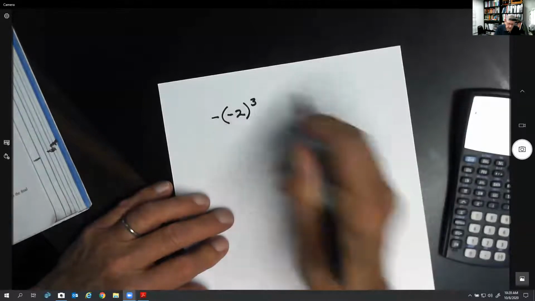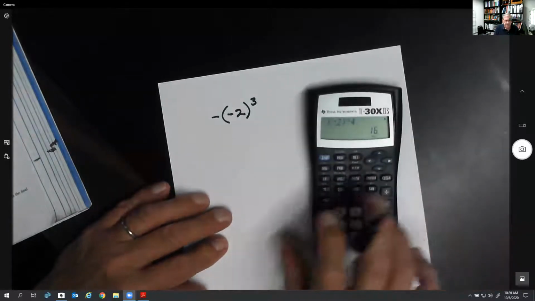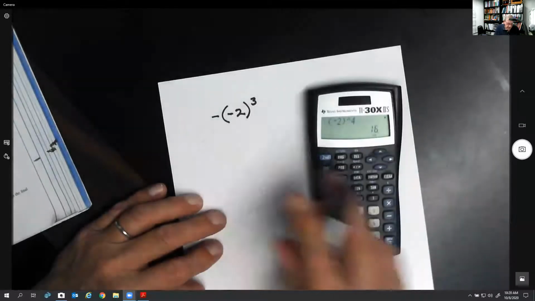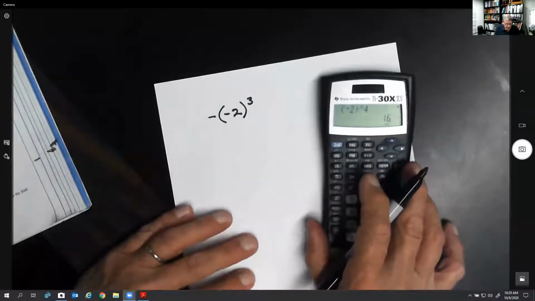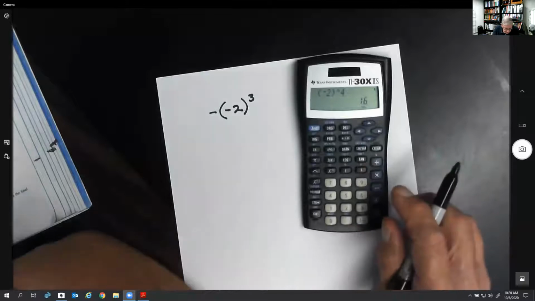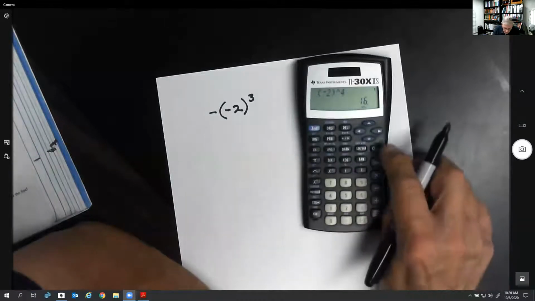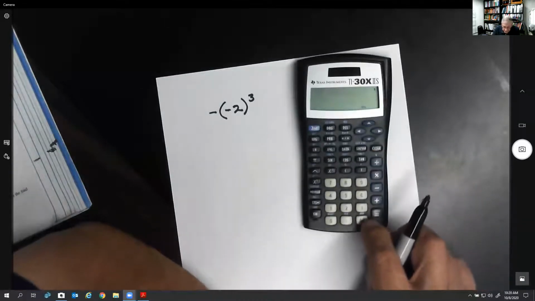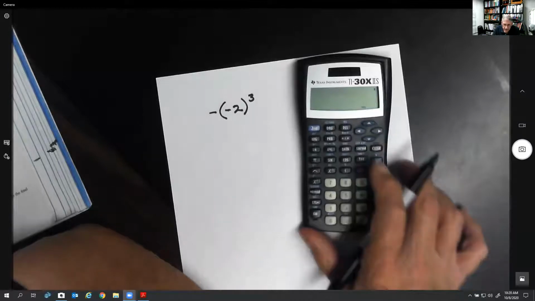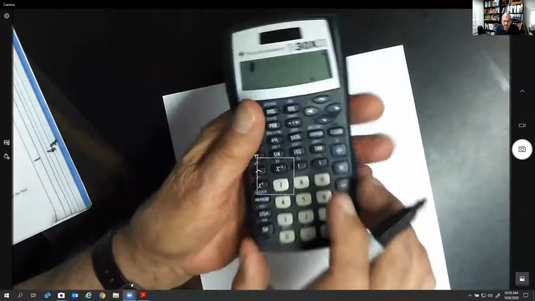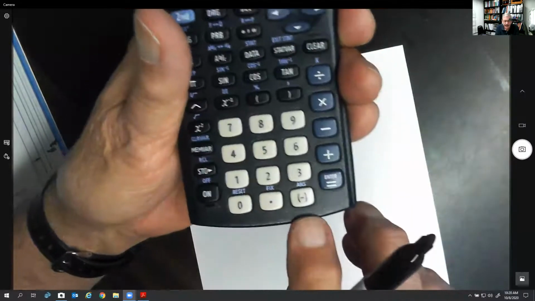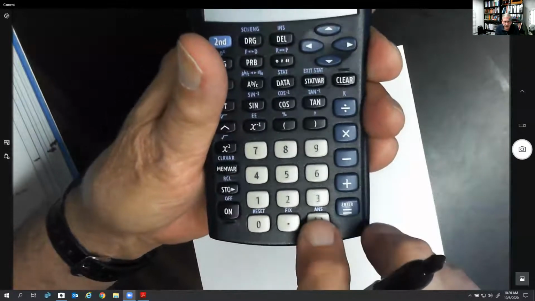Maybe the problem is written that way. This should come out a positive 8. Let's see if we get that. So to do this, we're going to hit the bottom key right here. I don't know if you can see that very well. Let me bring it up. See how that has a negative? Going to hit that.